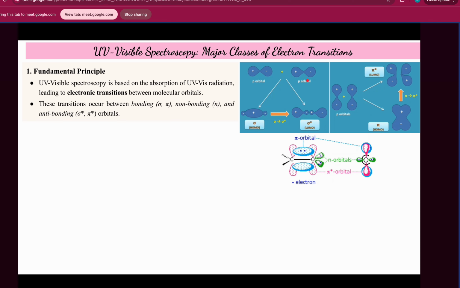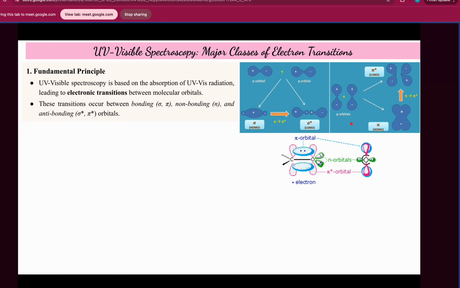If they combine out of phase, which means this positive is matching to this negative, then there is out of phase addition of both of them, so they will cancel out each other. In such scenarios, the sigma star anti-bonding orbital is formed, and there is some energy which is required for the transition from sigma to sigma star orbital.